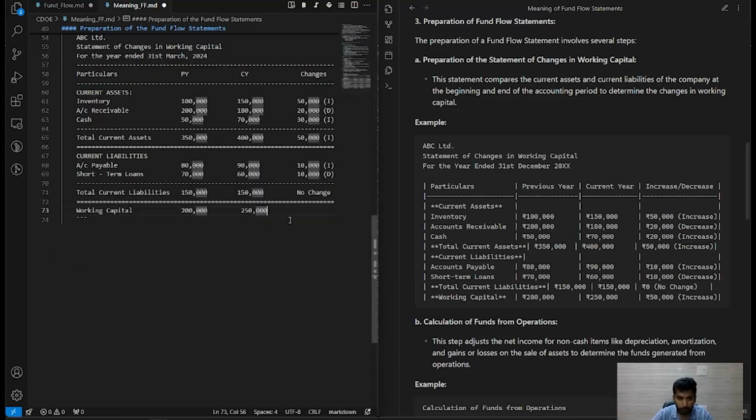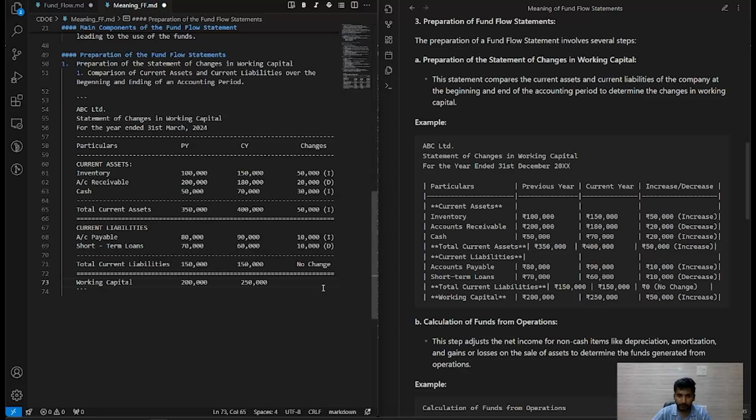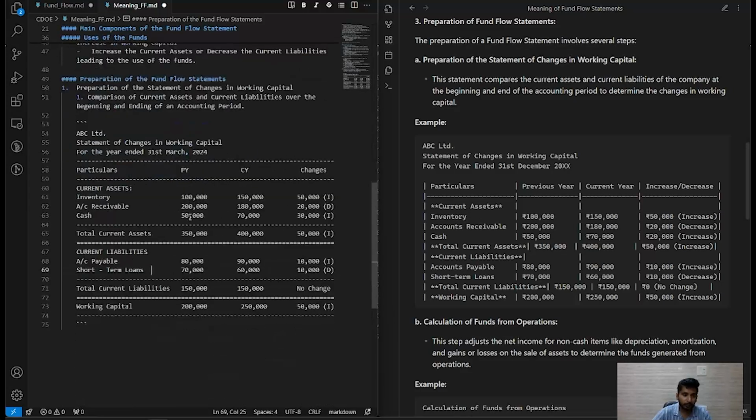Okay. So the resultant change will be equivalent to a 50,000 increase. Now, this is how the statement of working capital, or the changes in the working capital, are reflected in the books of accounts by using the fund flow statement technique.